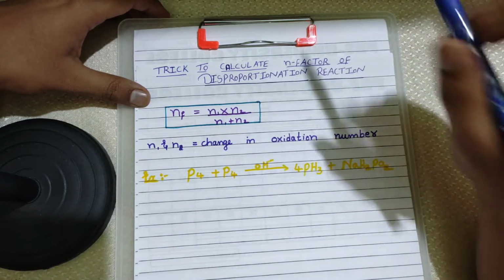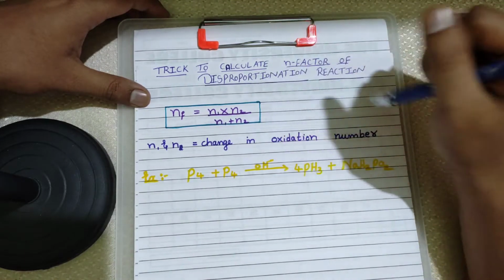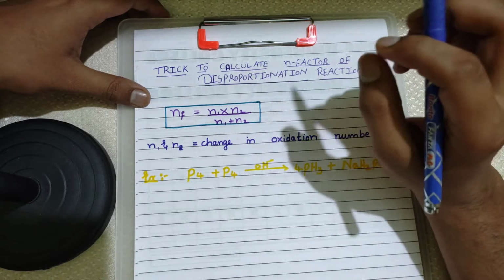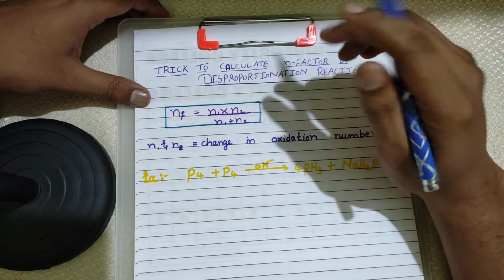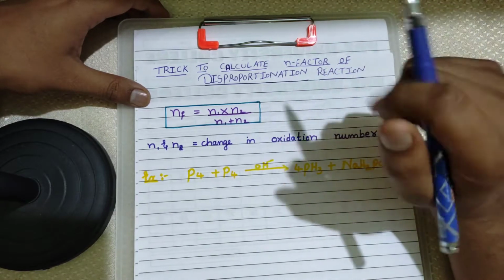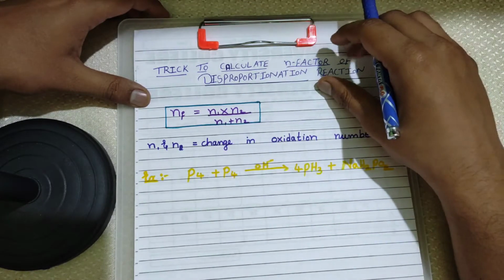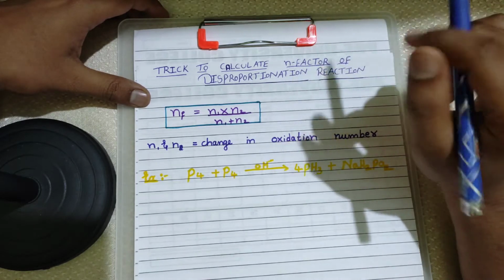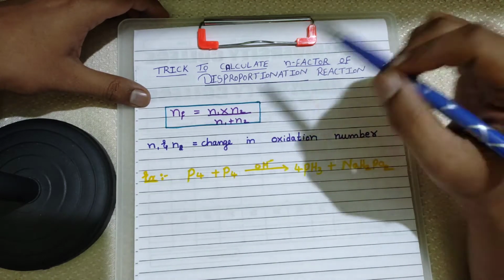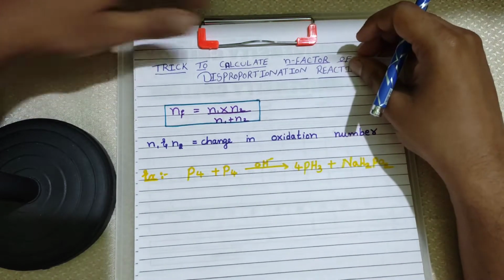In this video we are going to discuss a very cool trick to calculate the n factor of a disproportionation reaction. First of all, what is a disproportionation reaction? It is a reaction in which both oxidation and reduction occur simultaneously. Our trick is mainly focused on calculating the n factor of this type of reaction.